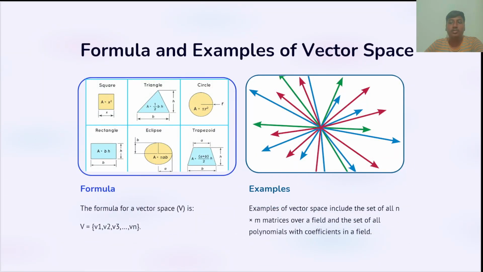Formula and examples of vector space. Formula. The formula for vector space V is V equals the set of V1, V2, V3, and so on until Vn. Example. Examples of vector space include the set of all n cross m matrices over a field and the set of all polynomials with coefficients in a field.